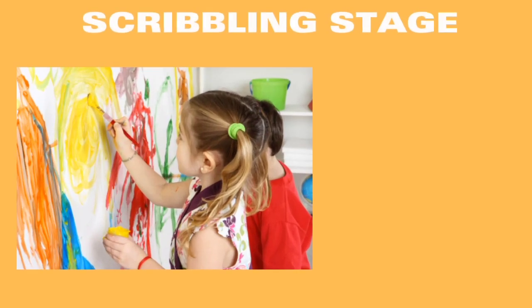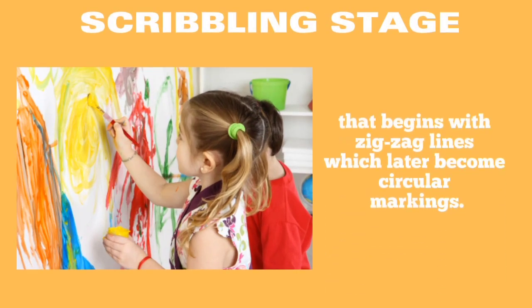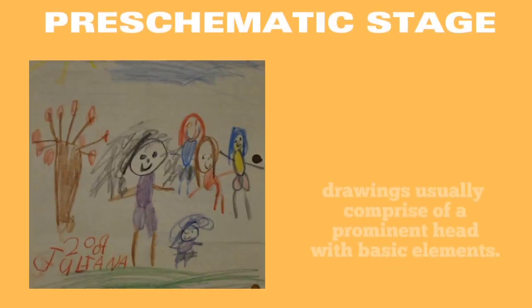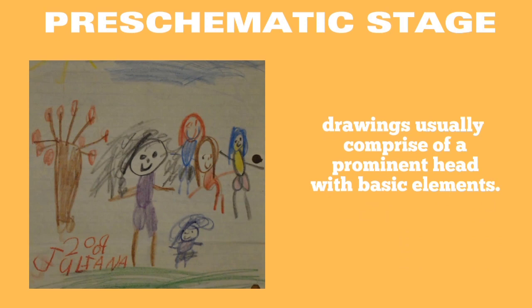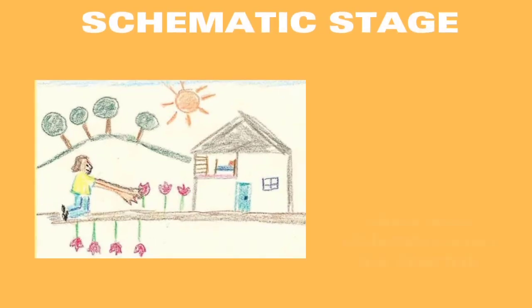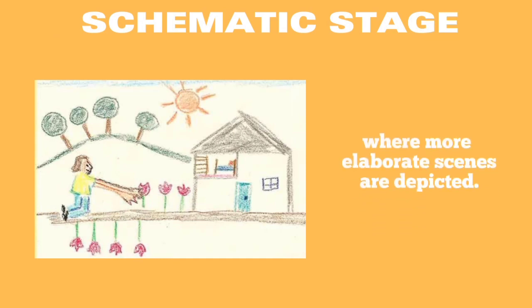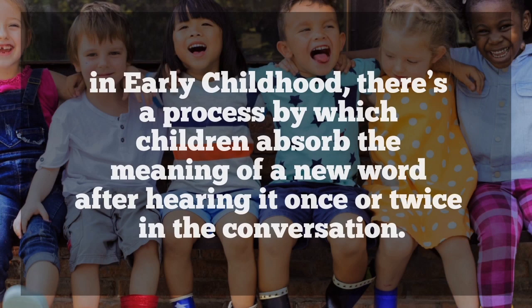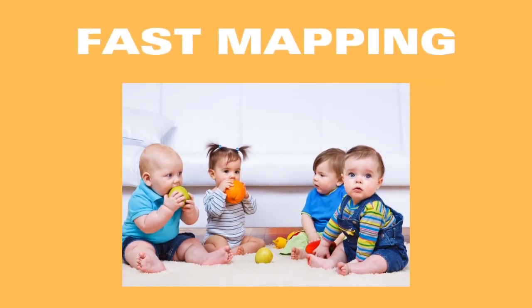First is the scribbling stage, which begins with zigzag lines that later become circular markings. Second, pre-schematic stage. Drawings usually comprise a prominent head with basic elements. Third, schematic stage, where more elaborate scenes are depicted. However, in early childhood, there's a process by which children absorb the meaning of a new word after hearing it once or twice in a conversation. That is called fast mapping.